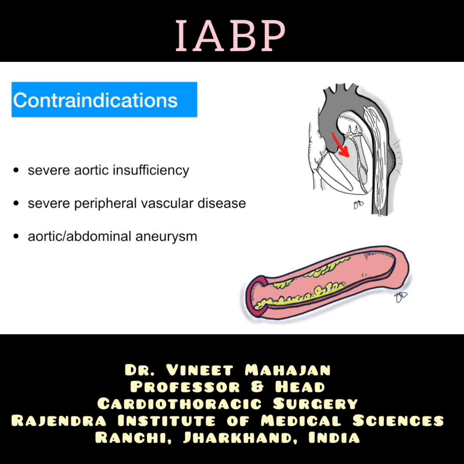Significant aortic insufficiency, since the degree of aortic insufficiency will be increased by the counterpulsation and will hinder the ability of the balloon pump to increase the coronary perfusion and worsen the ventricular distension. Severe peripheral artery disease, as it can result in limb ischemia. And aortic dissection or clinically significant aortic aneurysm.